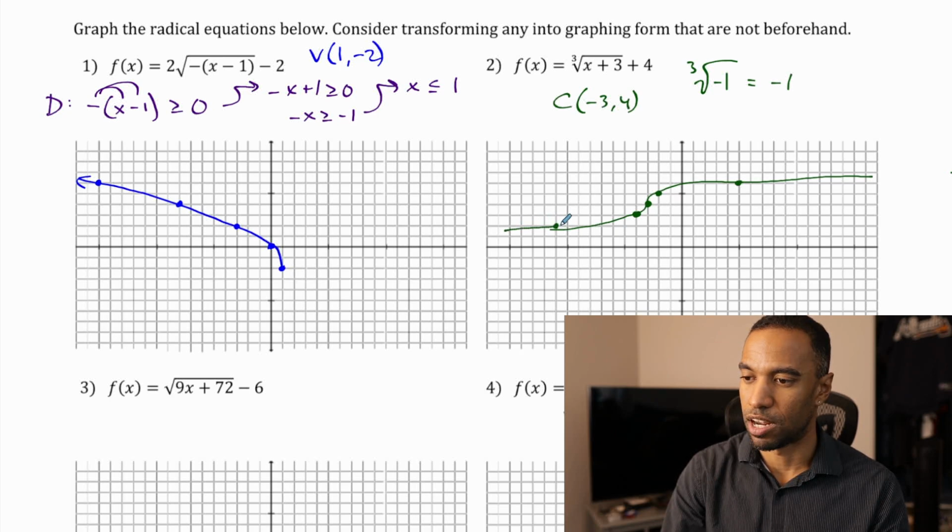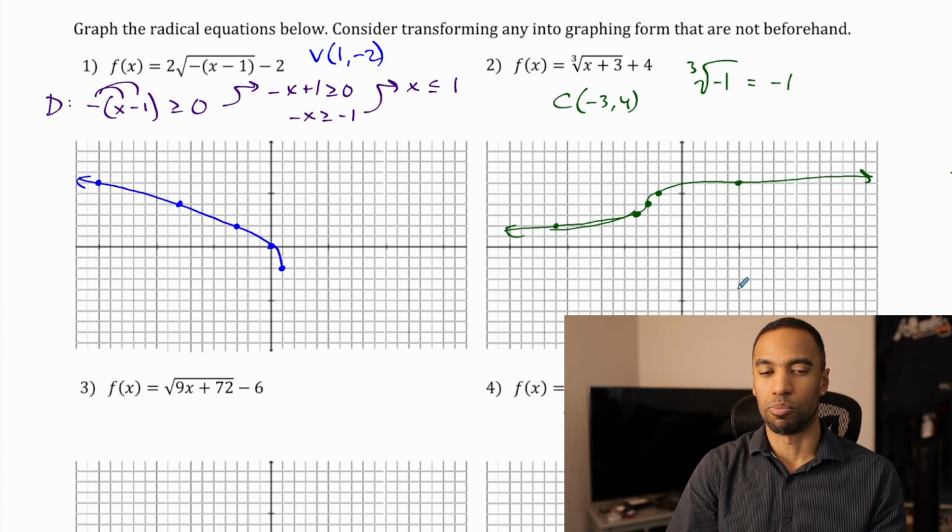It's harder with my touchpad. I apologize. But there's my graph. Close enough. There's my cube root.